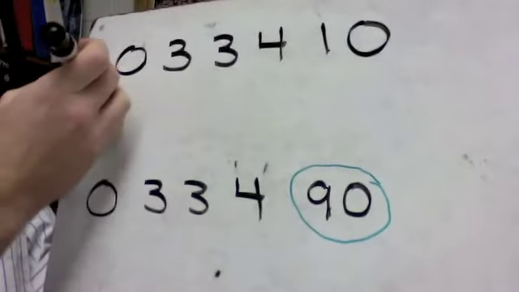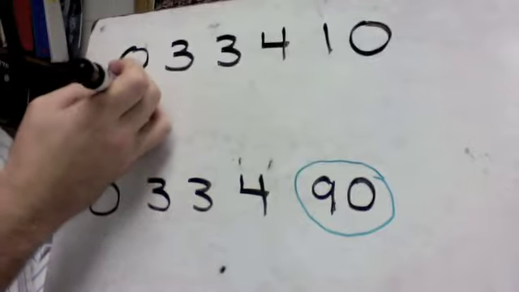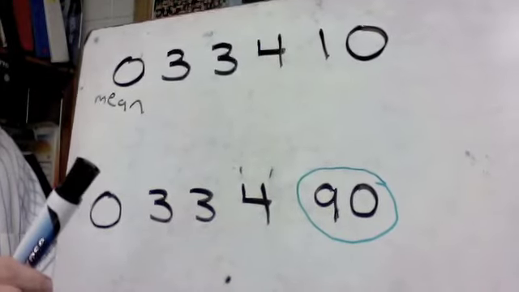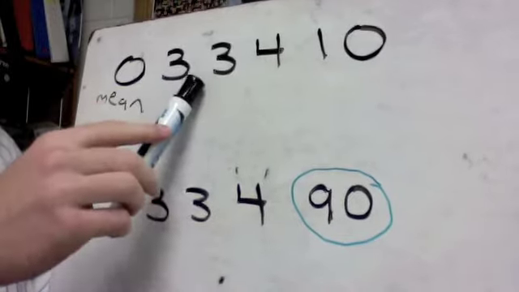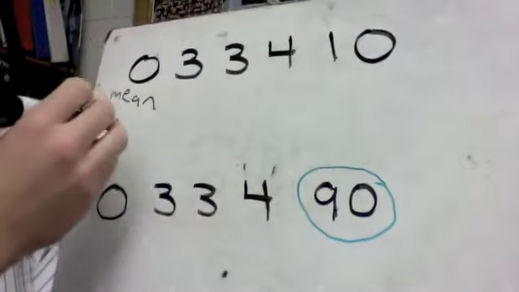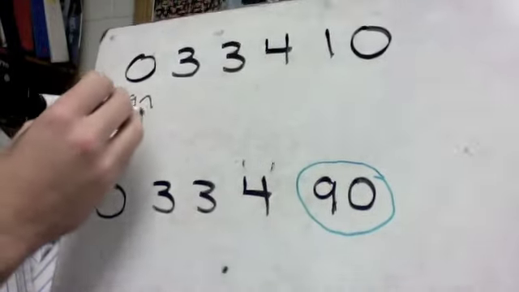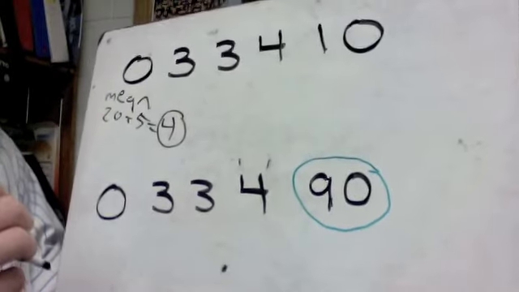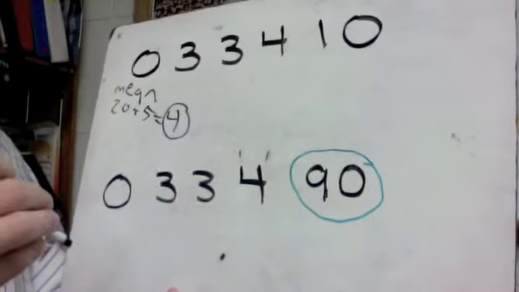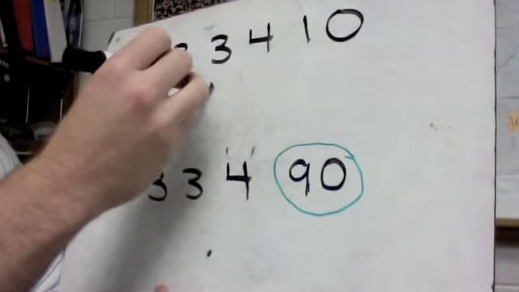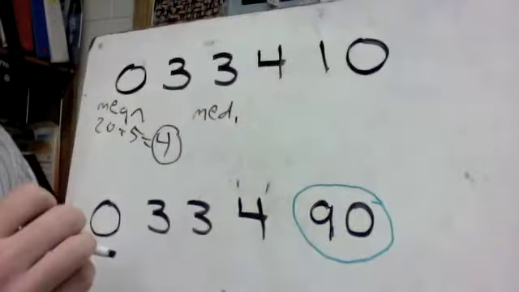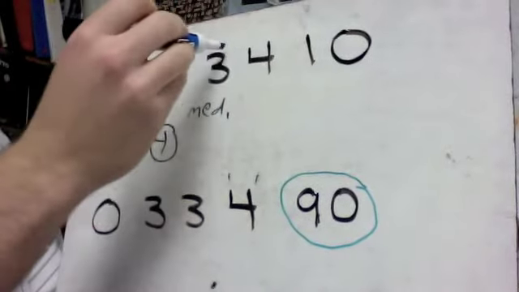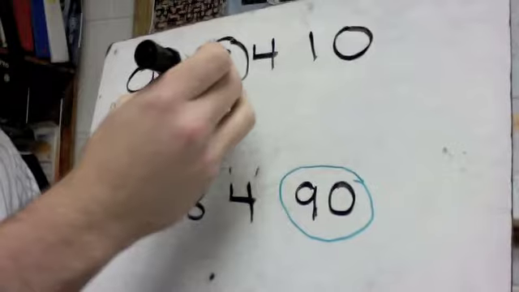So let's do the top one. If we do the mean for the top one, we're just going to add them up and divide by how many numbers. So that would be 6, 10, 20. 20 divided by 5 is going to be 4. So we've got a mean of 4 for that one. Then we go to the median. The median is just going to be the middle. 0, 3, 3, 4, 10. 3 is going to be your middle number.